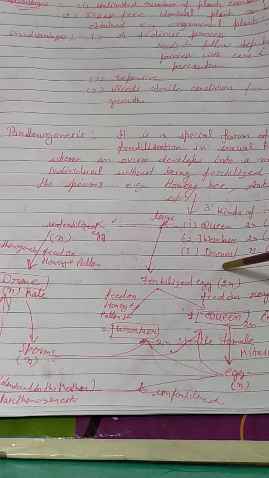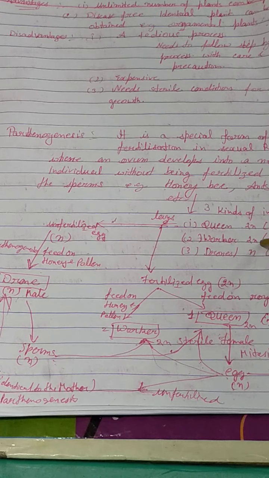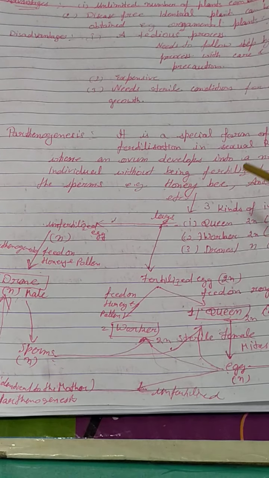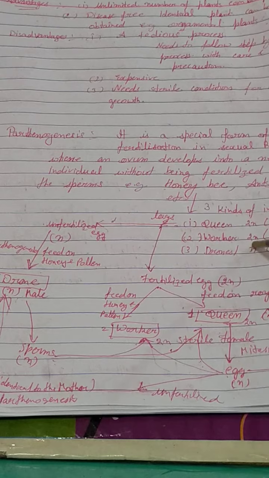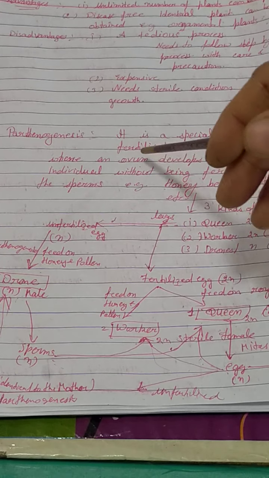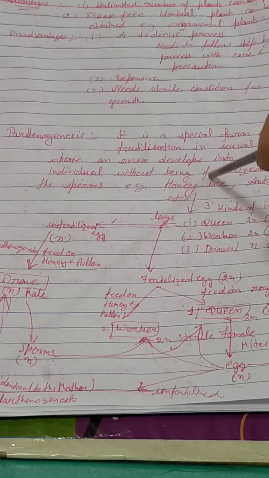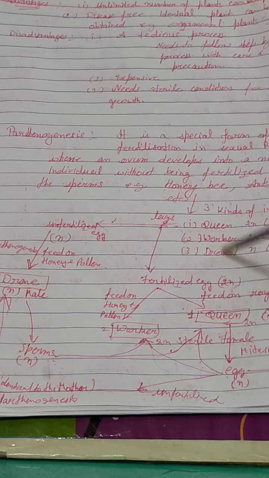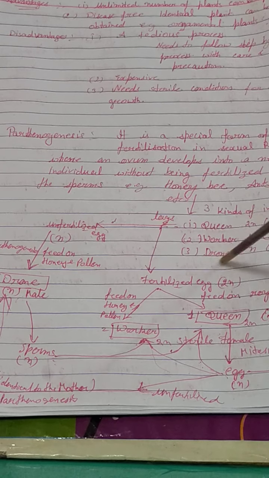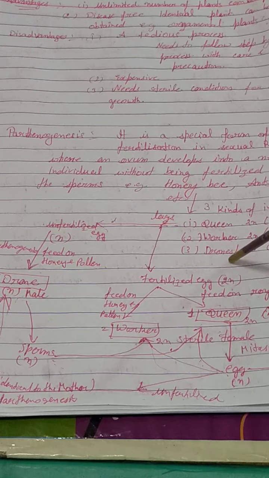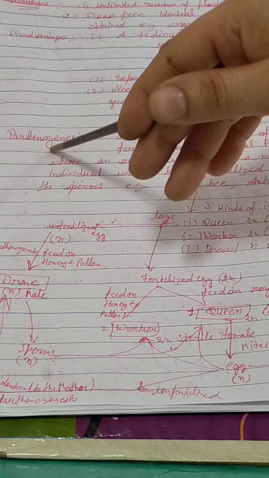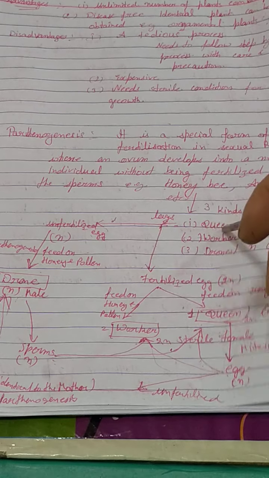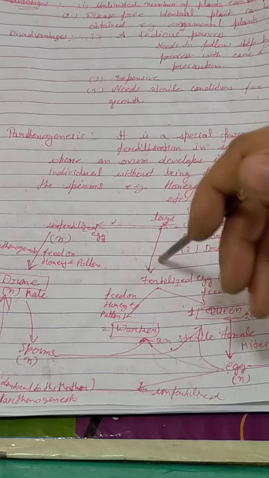Now third are drones, and these are haploid. Haploid means these are males. And why are they haploid? Because they have been developed from the ovum only, without fertilization, so they are haploid. And this process of formation of drones is called parthenogenesis, meaning drones are developed by the process of parthenogenesis. Let us see what happens in this case. A queen lays two types of eggs.